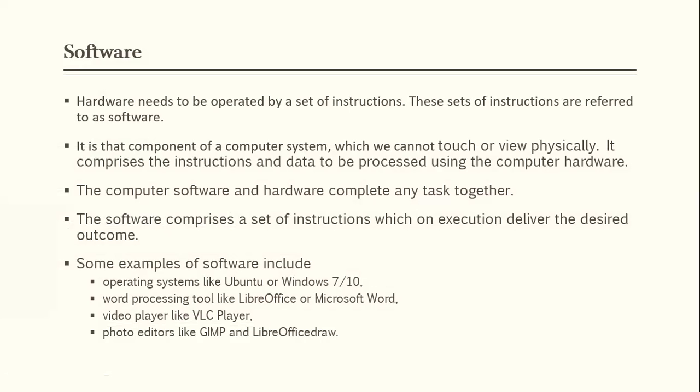Some examples of software include operating systems like Ubuntu or Windows 7, Windows 10, word processing tools like LibreOffice or Microsoft Word, video players like VLC, photo editors like GIMP and LibreOffice Draw. All these are examples of software.